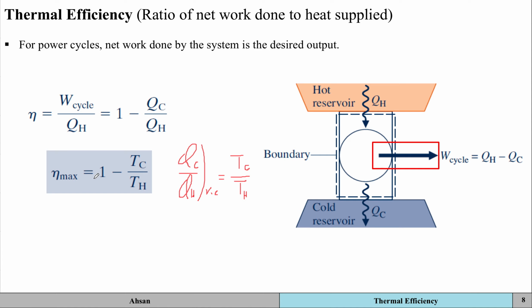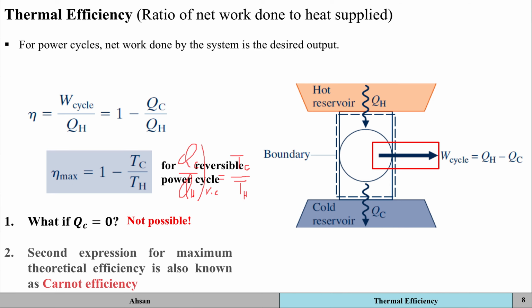Okay, so this is the maximum thermal efficiency that can be achieved. And the maximum thermal efficiency, this second expression over here, is known as the Carnot efficiency. Okay, so we already talked about why QC cannot be equal to 0, and this expression over here is Carnot efficiency.